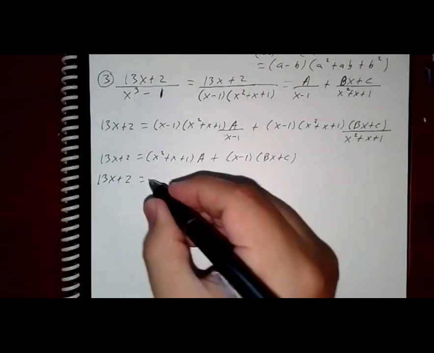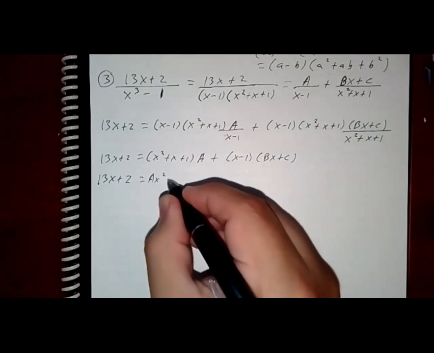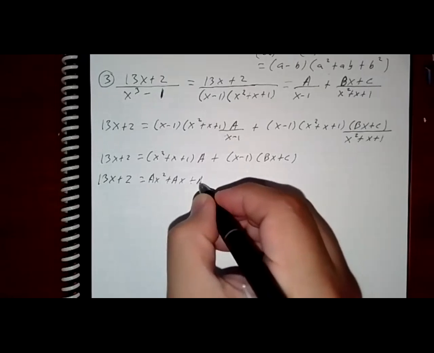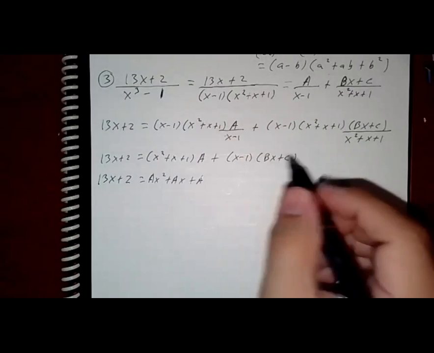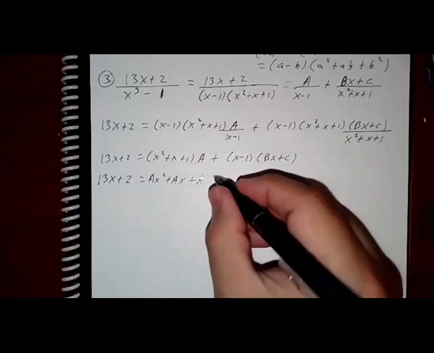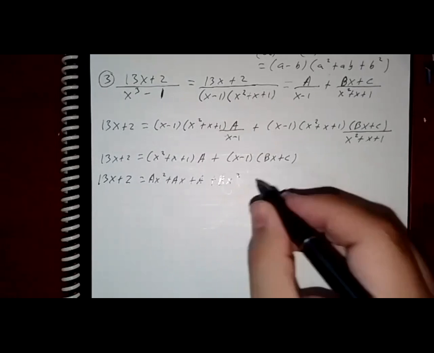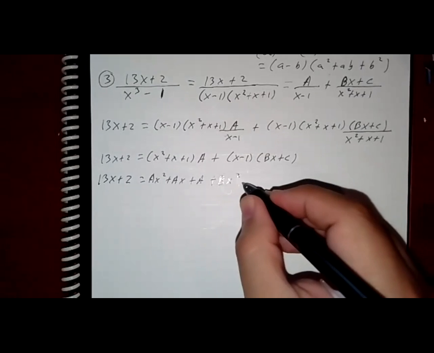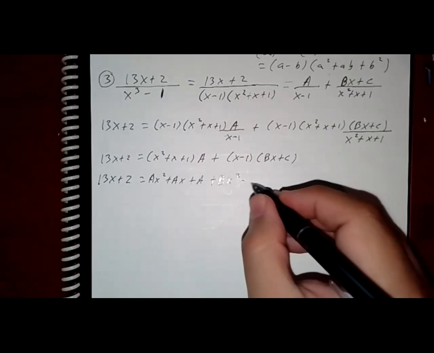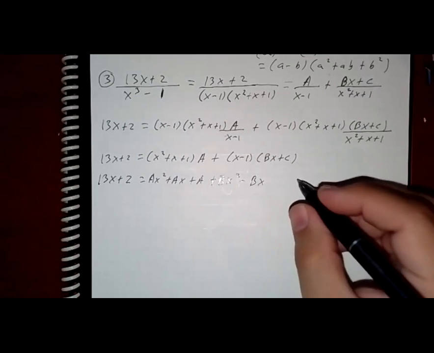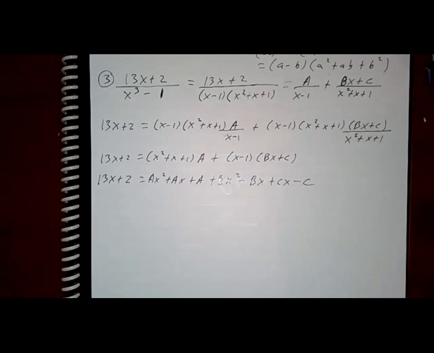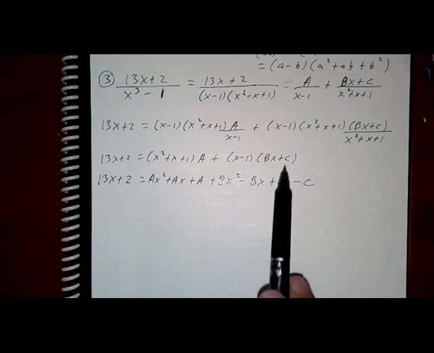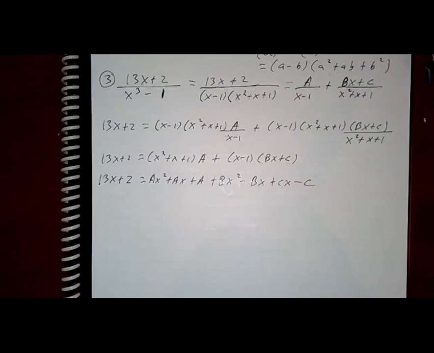So this will be distribute the ax squared plus ax plus a. This will be a binomial multiplication or a FOIL type. So this will be bx squared minus bx plus cx minus c. Double check that. Bx times that, bx times this, c times that, c times that.